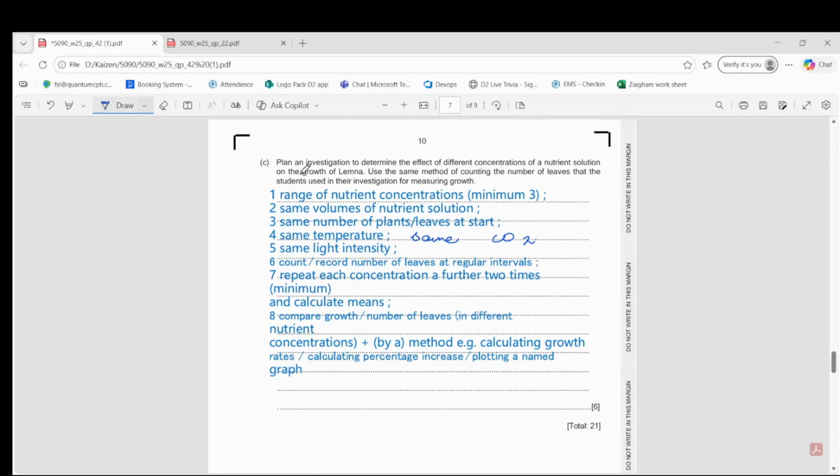And then how do we carry out the experiment? After a certain number of days, or each day, we count the number of leaves in different nutrient concentrations, and then we can plot a graph.